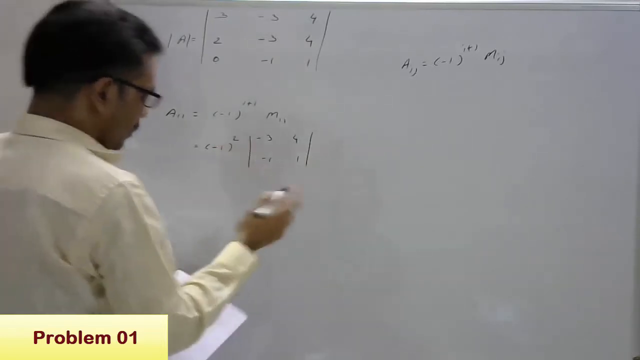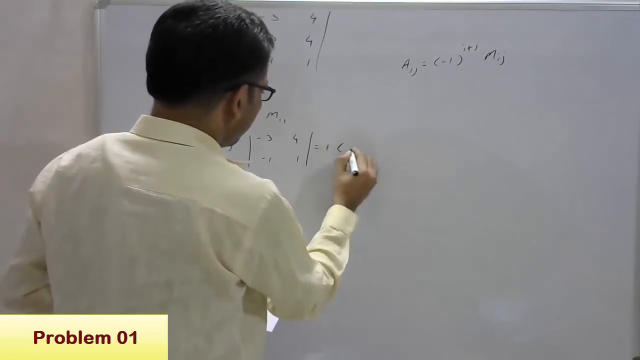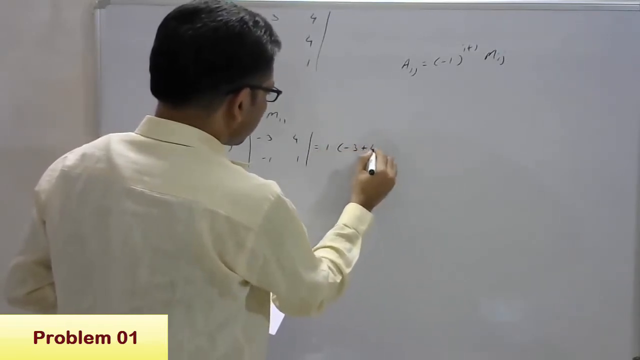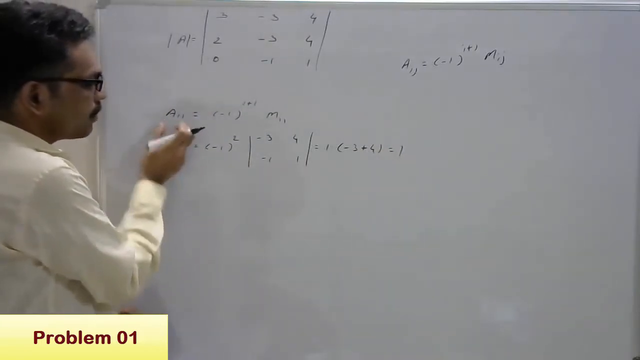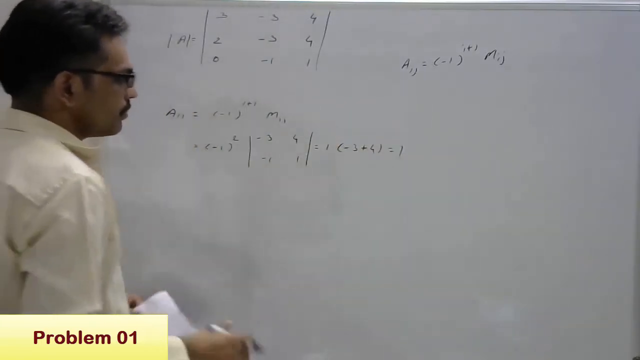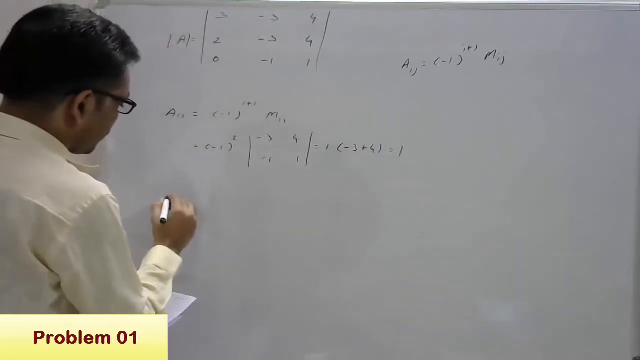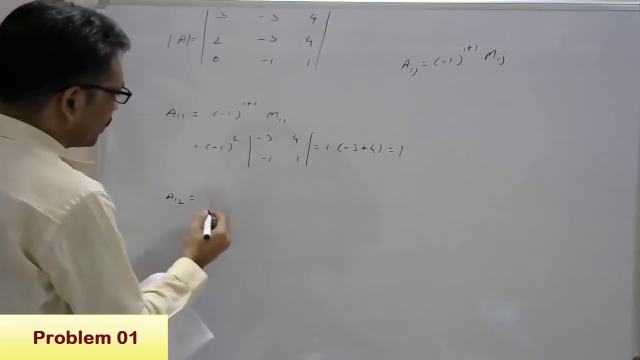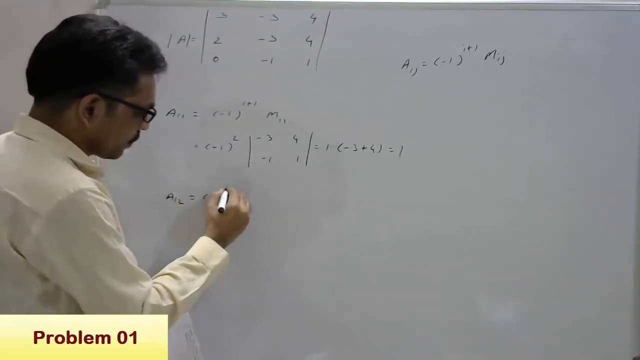-1 squared is equal to 1. Then this is equal to 1 into (-3 plus 4), which is equal to 1. Therefore, the value of A11 is equal to 1. Second value is A12. A12 is equal to minus 1 raised to i plus j.